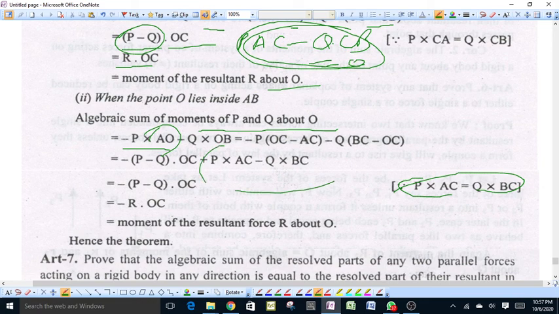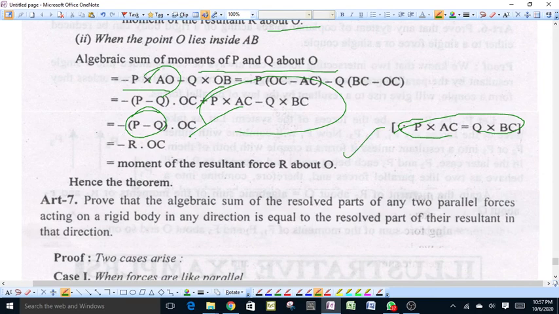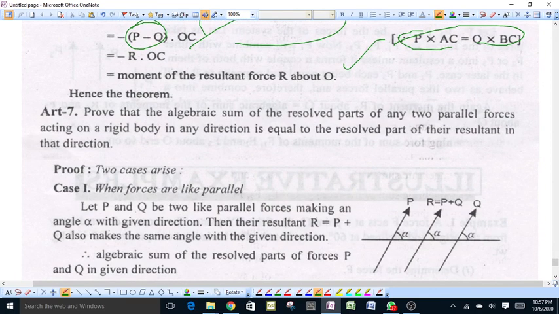This comes out to be 0, and the algebraic sum of moments of P and Q about O is equal to minus (P minus Q) into OC. But P minus Q is equal to R, the resultant of the forces P and Q. Therefore, the algebraic sum of moments of P and Q about O is equal to the moment of the resultant force R about O. This completes the proof of the theorem.